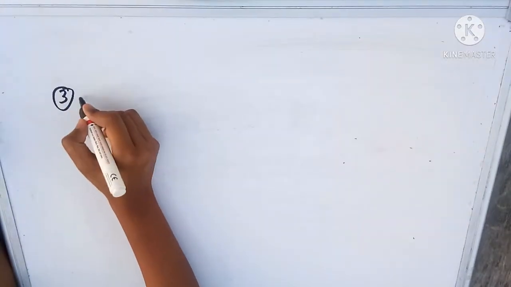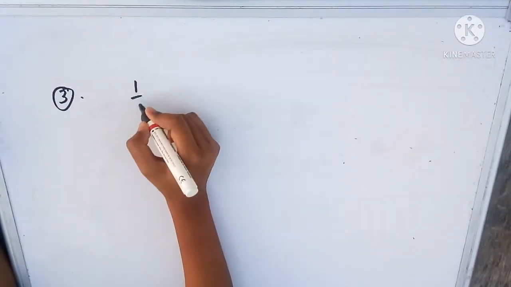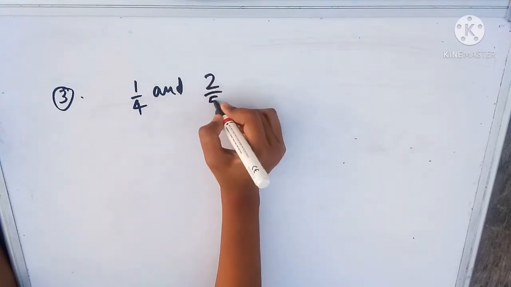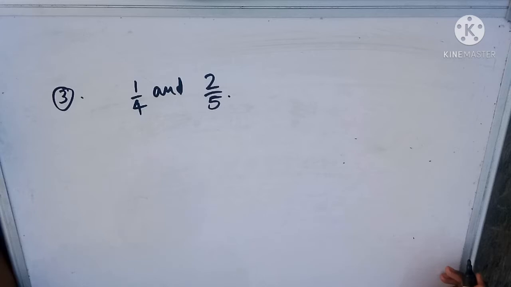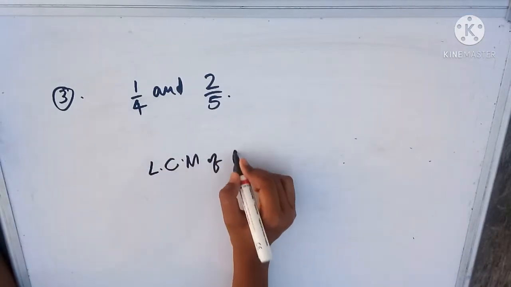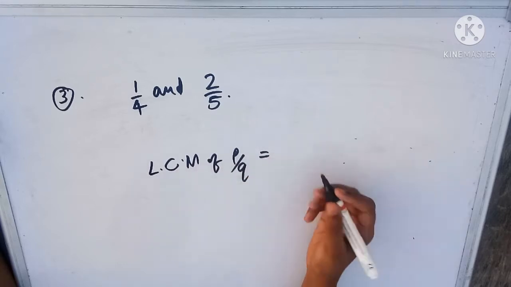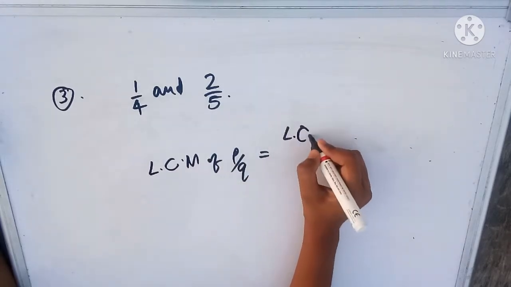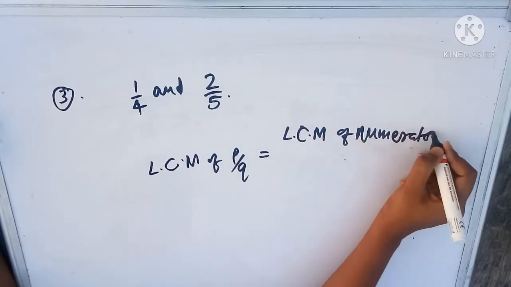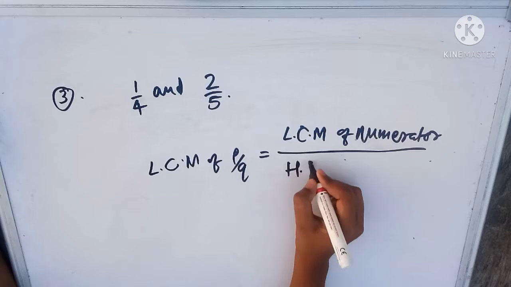Moving to the third question, we have to find here the LCM of 1 by 4 and 2 by 5. To find the LCM of any numbers in the form of P by Q, we need to follow a formula here. LCM of numbers P by Q is equal to LCM of numerators divided by HCF of denominators.